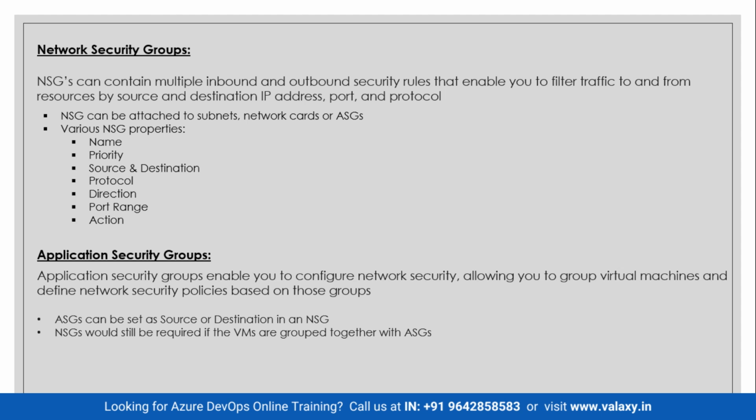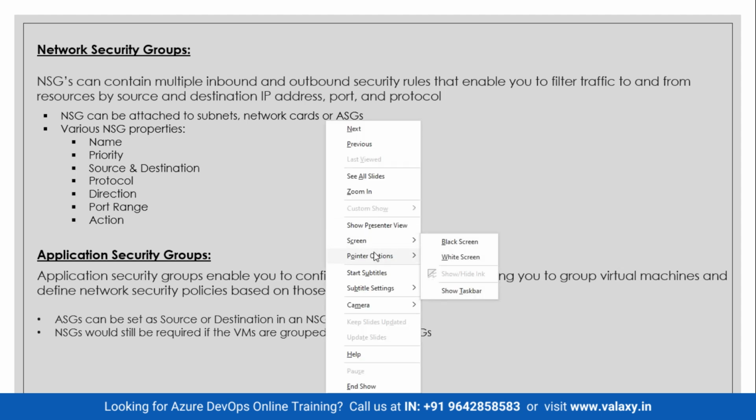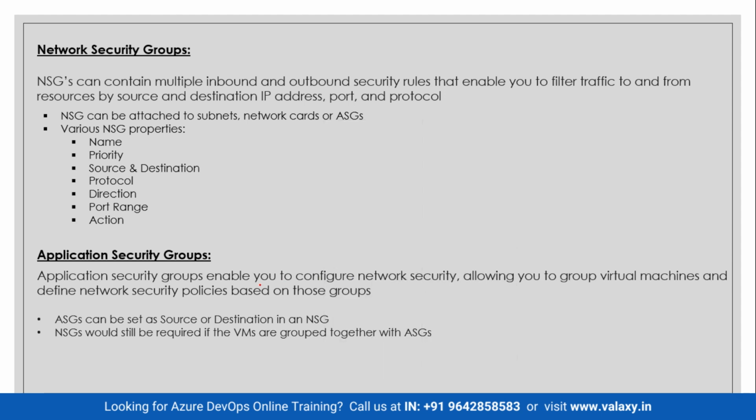So same goes with application security group. Now, if you read through the definition, I know no one will understand anything with the definition, but let's read through it. Application security group enables you to configure network security, allowing you to group virtual machines and define network security policy based on those groups. Okay, so nothing we have understood. Let's break this down into a very simple terminology and understand what exactly is application security group.